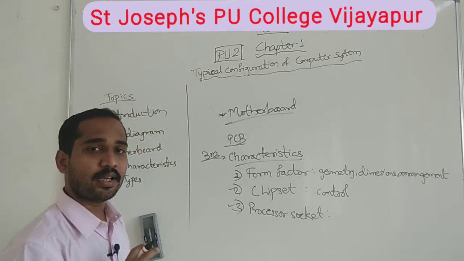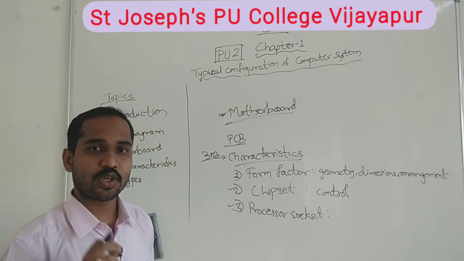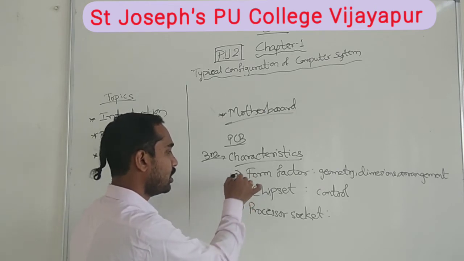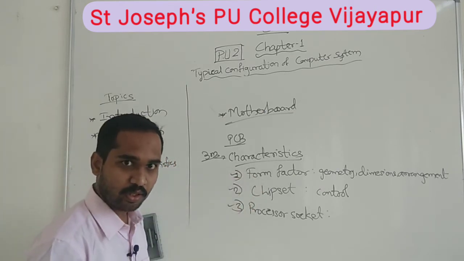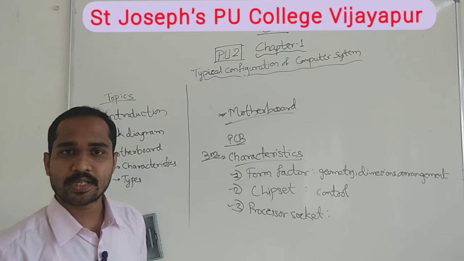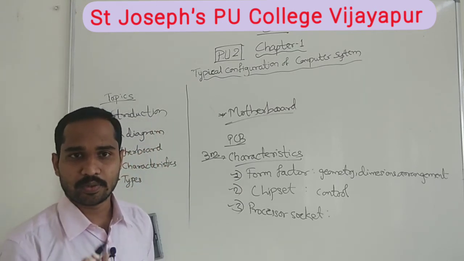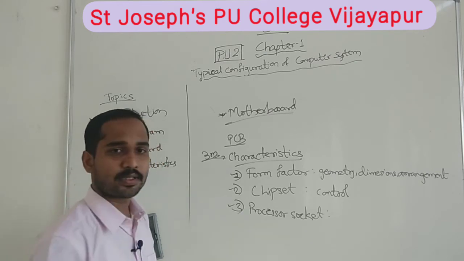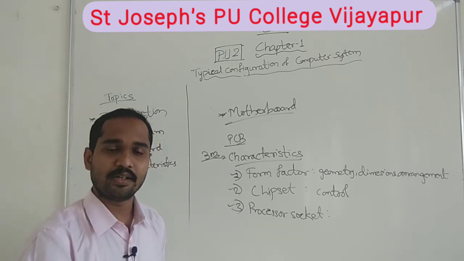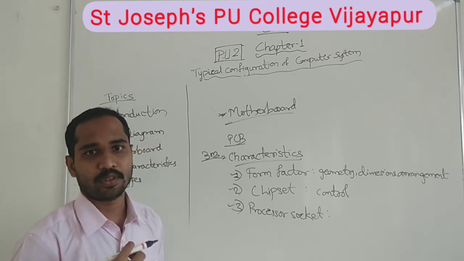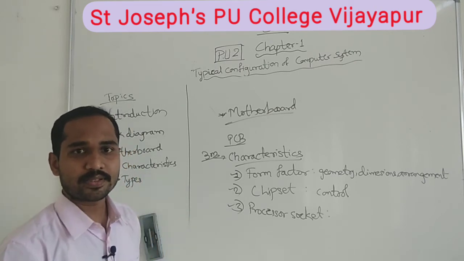So these three are the important characteristics of a motherboard. You have to remember these three perfectly. Form factor, referring to the geometry, dimensions and arrangement. Chipset, which controls the transfer of the data, and the processor socket, the slot where you can insert the processor. You have to remember this correctly.